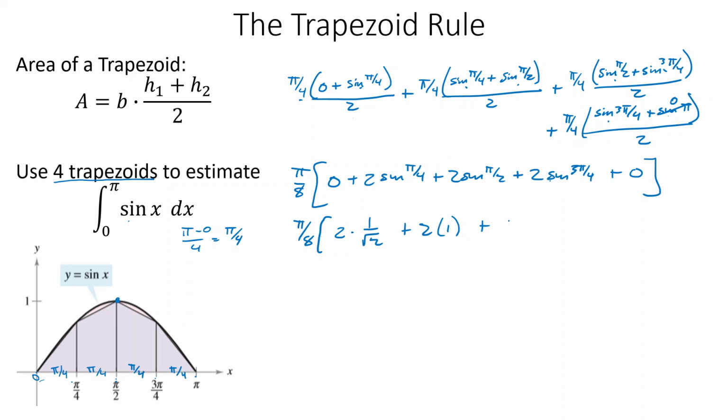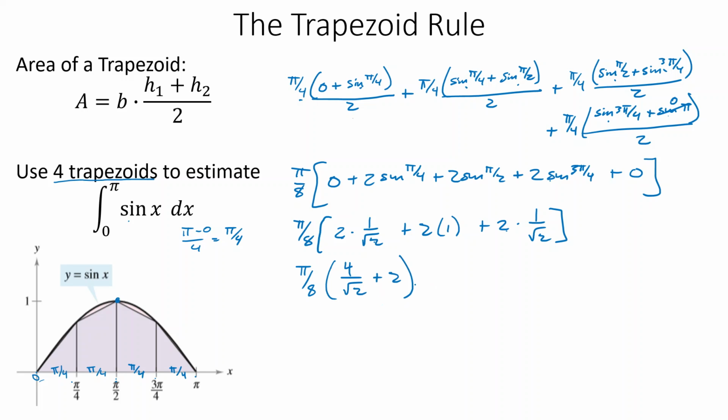And then we got 2 times sine of 3 pi over 4, which is another 1 over the square root of 2, like that. So we get pi over 8, which really is just simplifying. I mean, we could stop here if we wanted to on the AP exam. Right here would be plenty. So we've got 2 over the square root of 2 plus 2 over the square root of 2. If we add those together, that would be 4 over the square root of 2, plus 2, like that.